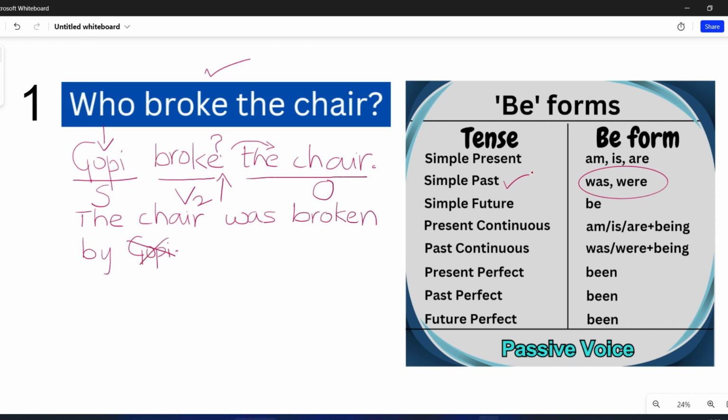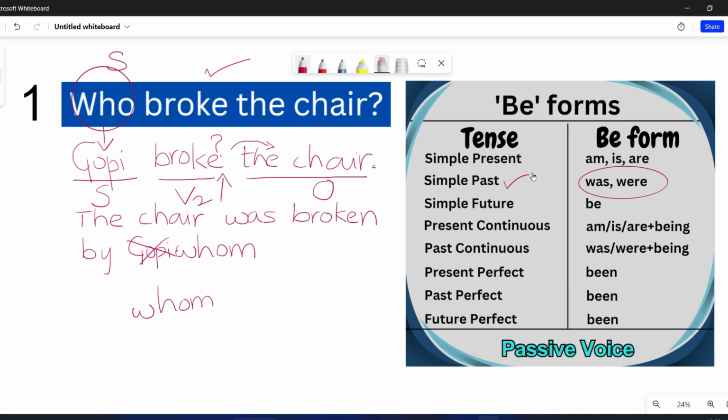And what do we have in place of Gopi? We actually have who. Okay? Now, who is actually the subjective form. But the objective form of who is whom. So we use whom here, by whom. But is it not awkward? Is it not bad? We don't really say the chair was broken by whom and question mark. We don't really do that. Then what should be done?